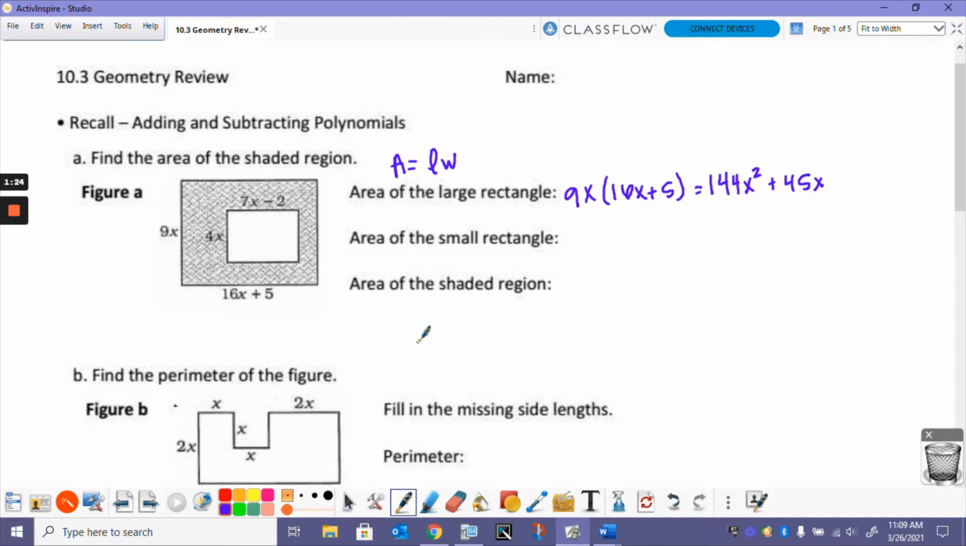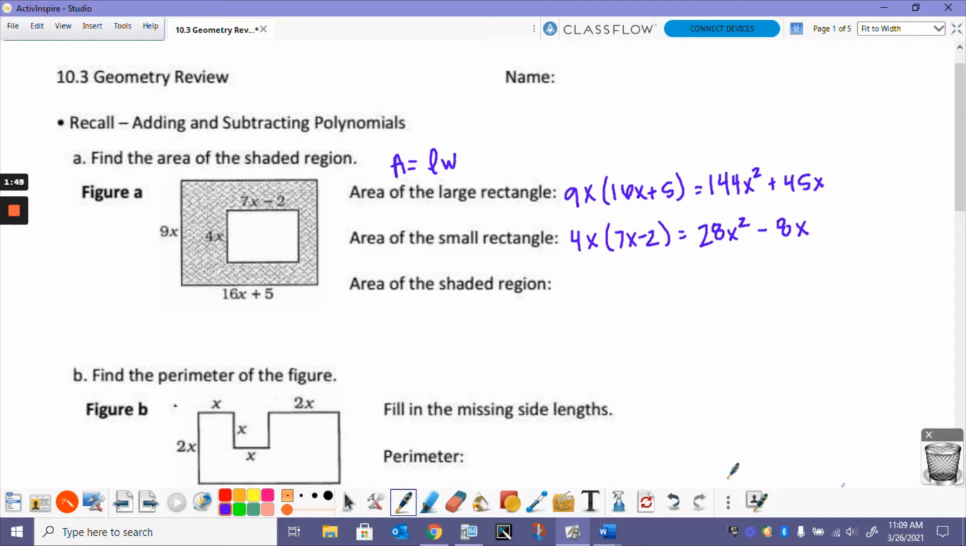Right, then we can find the area of the small rectangle. So 4x times 7x minus 2. Right, so 4x times 7x, once again, x times x becomes x squared. So we have 28x squared. And then 4x times negative 2 gives us negative 8x.